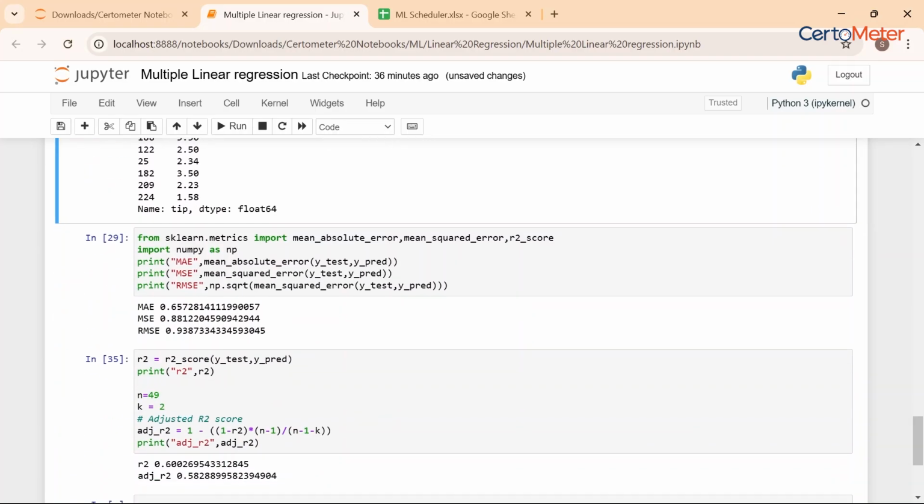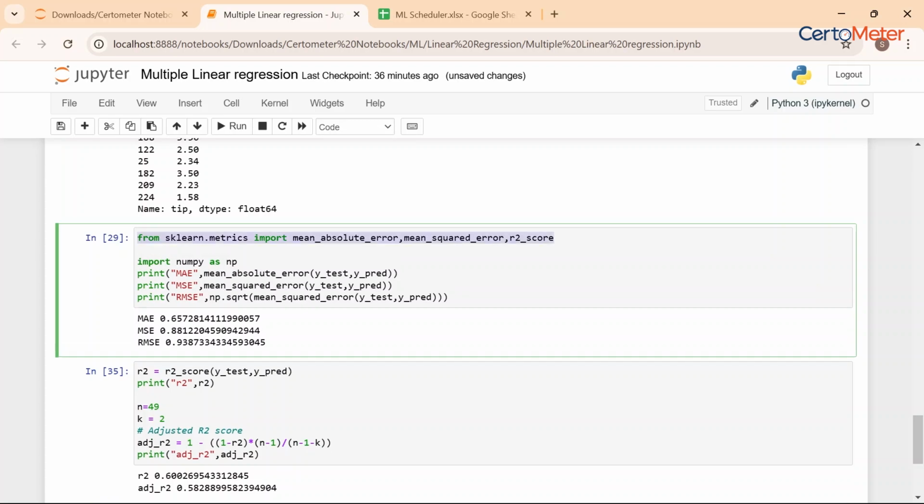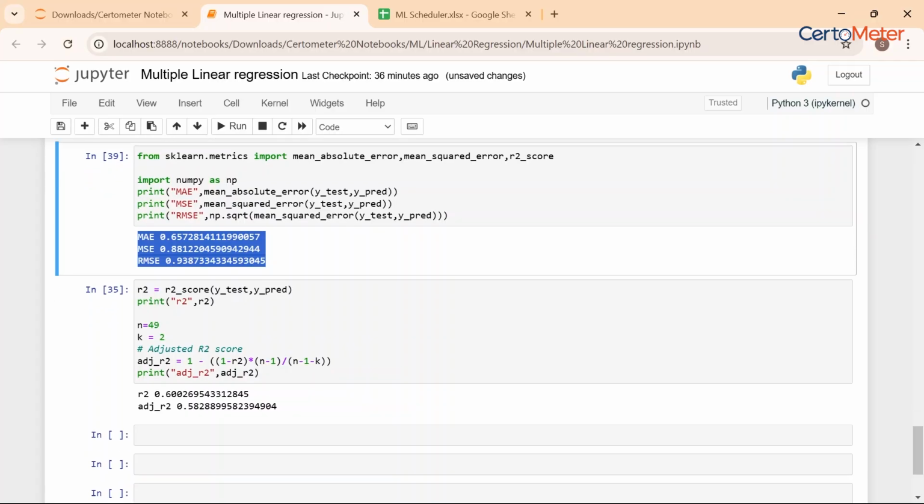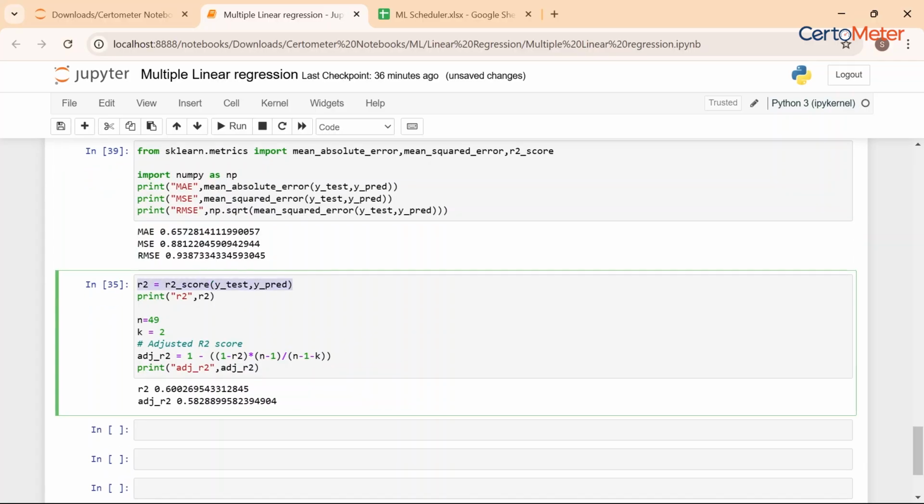Now if I have to calculate these errors, I just import these and calculate mean absolute error between Y test and YPRED, mean squared error Y test YPRED, root mean squared error Y test YPRED. So these are the errors for my model, and these should be as minimum as possible. Similarly, for calculating R square, I will just pass my actual value and predicted value.